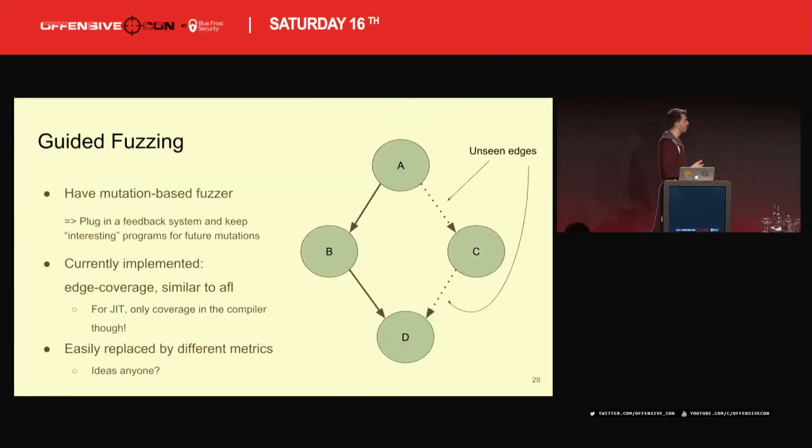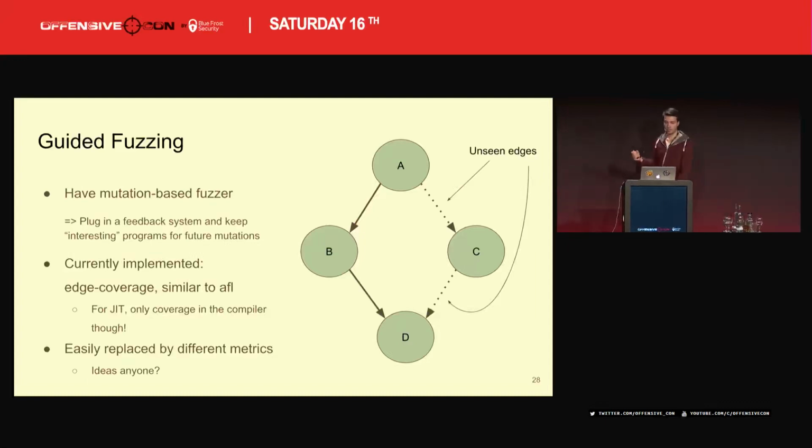Now this talk is also about guided fuzzing. The nice thing is at this point we have a mutation-based fuzzer. So all that's left to do to make it guided is to plug in some kind of feedback system that can say, well, this sample is good, that's interesting, let's keep it. Or this one is maybe not interesting, let's make a new one. What I currently have is edge coverage, more or less exactly what AFL does.